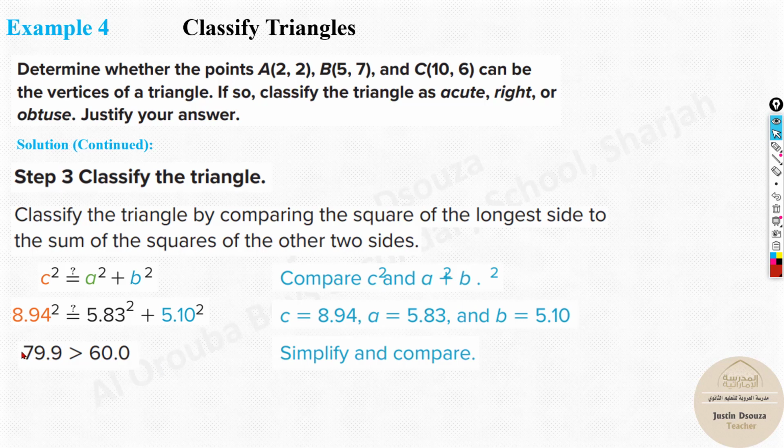Both the sides, what happens? Left side is nearly 80, right side is 60. So you can see there's a huge difference. The C value is greater than the other two sides. This means this can be obtuse, because if it is acute, it must be less. This is greater. C squared is greater than A squared plus B squared. So this triangle is obtuse. Obtuse triangle. That is how we solve this problem.